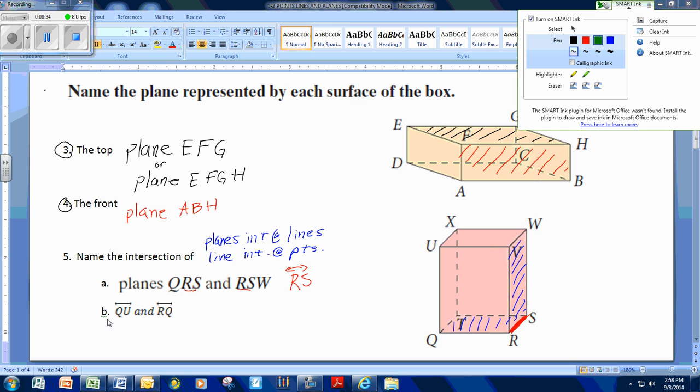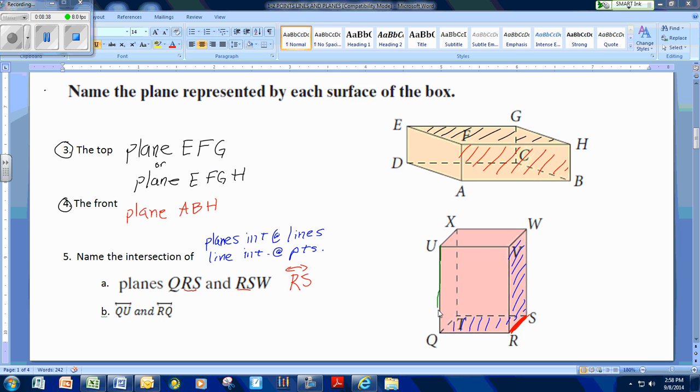And with example B, we have lines QU. Here's line QU right here, and RQ. Here's line RQ. Now they meet right there at point Q. Also know that they both share the letter Q in their names. And this concludes the lesson on points, lines, and planes.